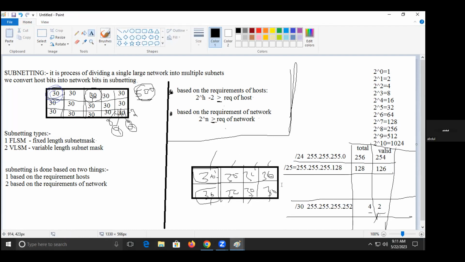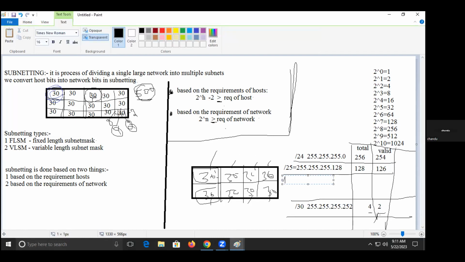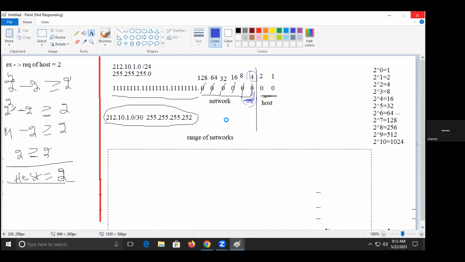Next after slash 25 is slash 26, then slash 27, slash 28, and the last one is slash 29. I'm going to tell you the easiest way. Observe the bits. This is 24, 25 means 128. 26 means 24 plus 2. 27, 28, 29, 30. You cannot have a 31. One computer cannot be part of one network. But this one is slash 30.